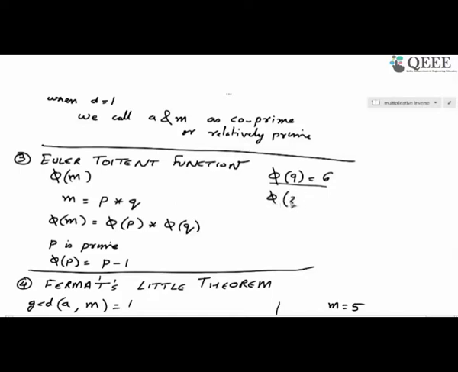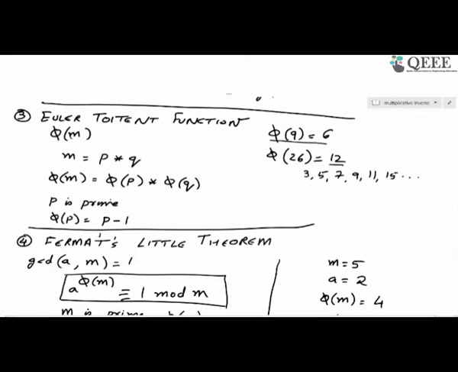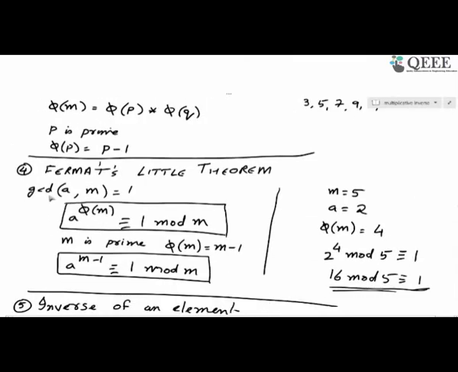and previously we had also seen that phi of 26 is 12. So you can verify that there are 12 integers which are less than 26 and also have a GCD of 1 with 26. For example, you could see that the numbers 3, 5, 7, 9, 11, (13 is not there), 15 and so on have a GCD of 1 with respect to 26. Now Fermat's little theorem states the following.